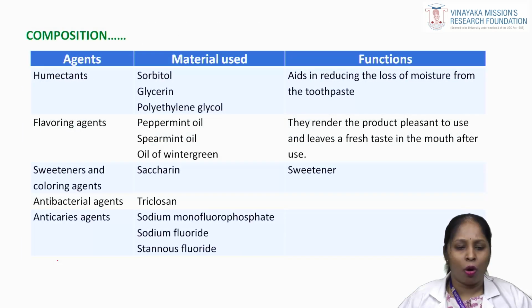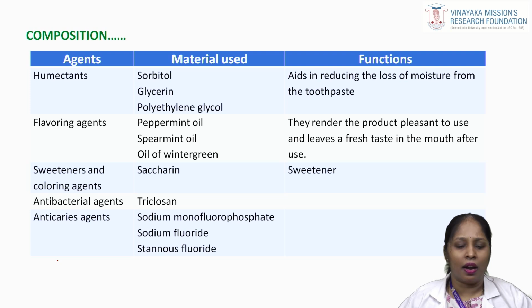There are other compositions like humectants. The materials used are sorbitol and glycerin. This aids in reducing the loss of moisture from the toothpaste. The flavoring agents like peppermint oil and spearmint oil render the product pleasant to use and leave a fresh taste in the mouth after use.